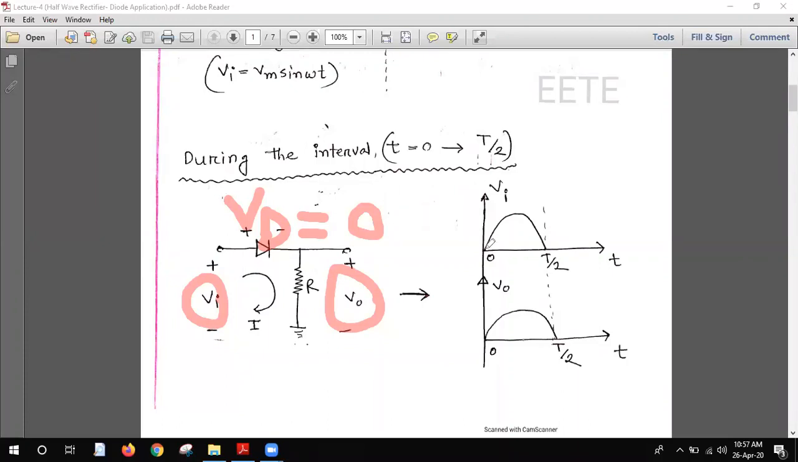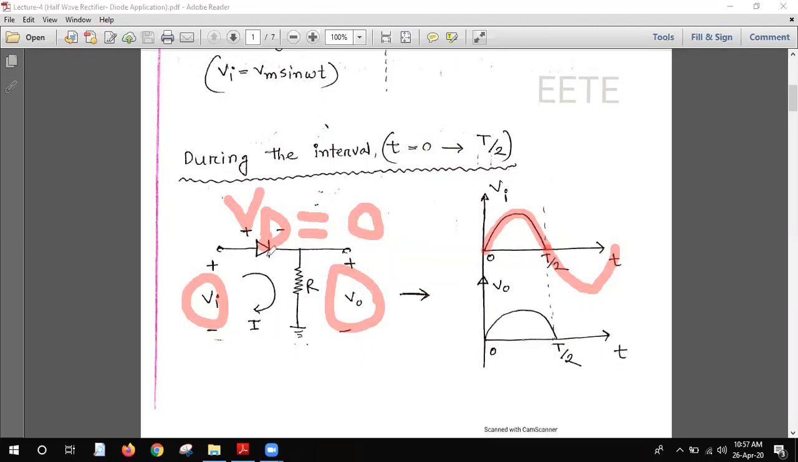In this diagram you can see this is the input VI from 0 to T by 2. The full cycle is T, so T by 2 is the half cycle. I think you already know the meaning of this because you have studied electrical circuits. From 0 to T by 2, the input voltage is like that, the AC input voltage. At first we are dealing with the first half cycle, that's why it is drawn here.